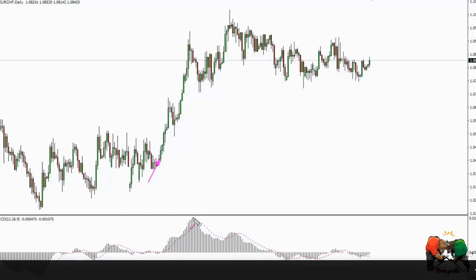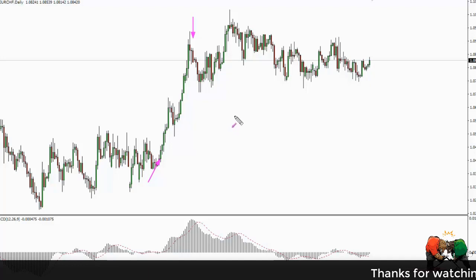The MACD peaked at about here. So that was your first sign that we were starting to run out of upward momentum. Not a huge surprise really, considering how far we got in such a short amount of time. And since then, the market's been a little less than stellar.